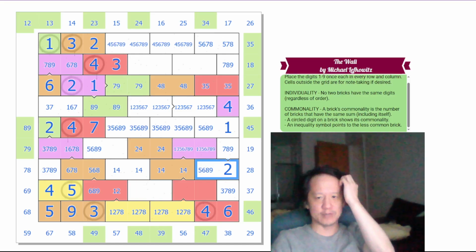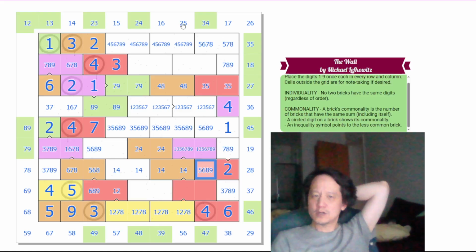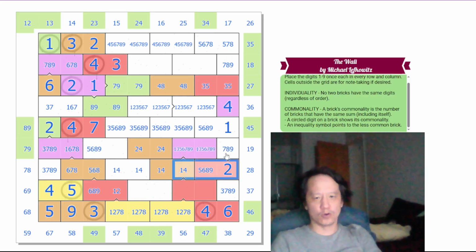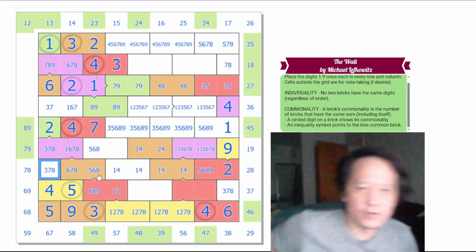So this is guaranteed to be commonality 4 then, because it can't be 2, 3, can't be 2, 1, can't be 2, 4. Could be 2, 5, 6, 7, 8, 9, and it can't be 2, 7. So this must be 4. Therefore, this is commonality 5, which makes this a 9. So this can't be 9 here, and it can't be 9 here. Cannot be 9 here, or 9 here, or 9 here. And the single digit can't be 9 either.